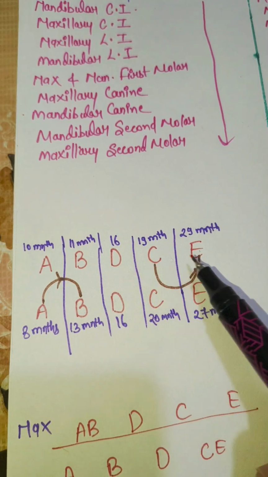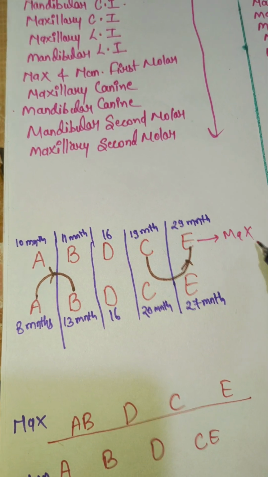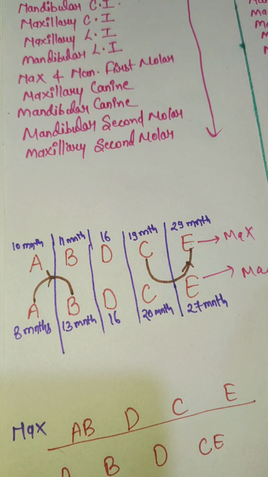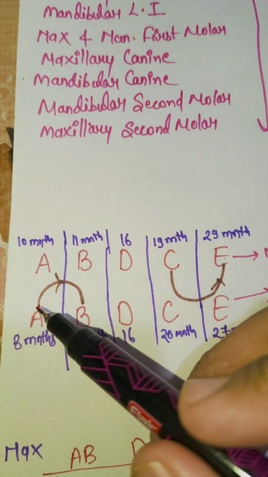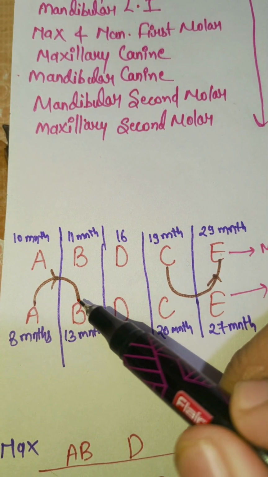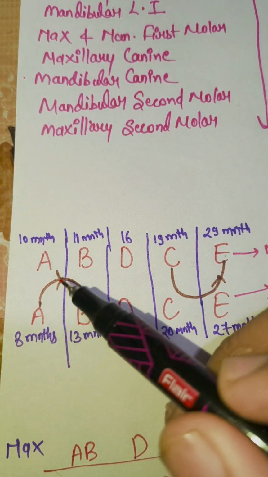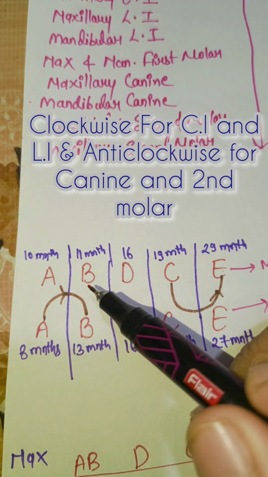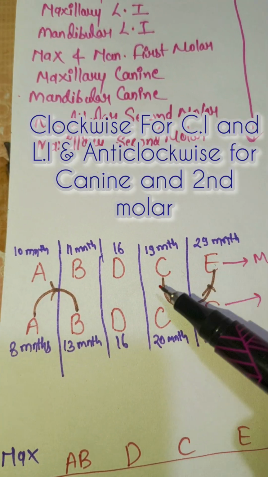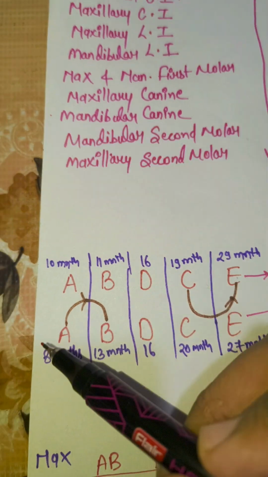So this is the maxillary teeth and this is the mandibular. The trick to learn is this direction, the clockwise direction, for the central incisor and lateral incisor, and for the canine and the second molar it is the anti-clockwise direction. So that is a clockwise direction.